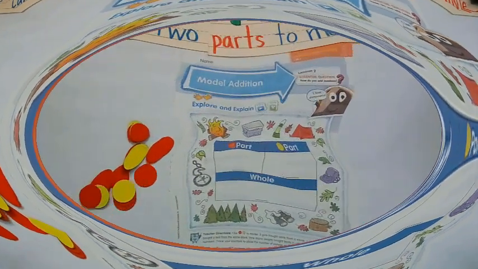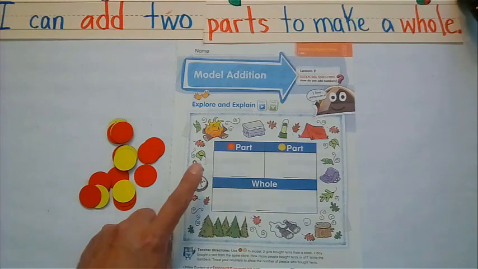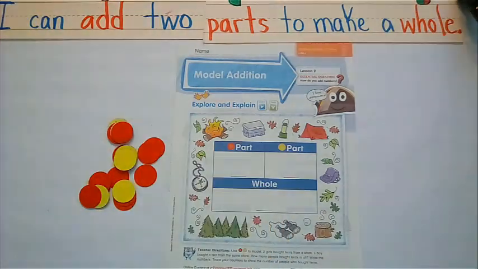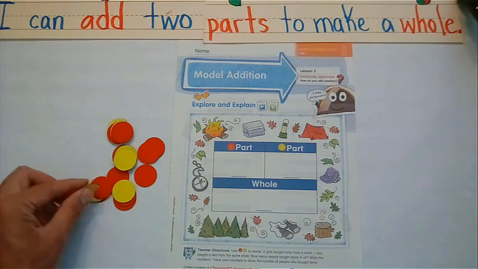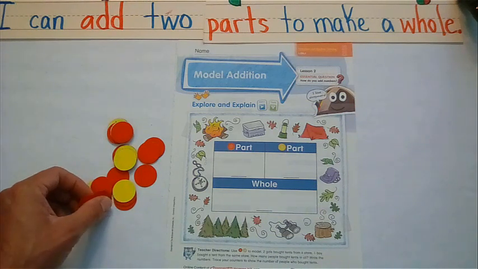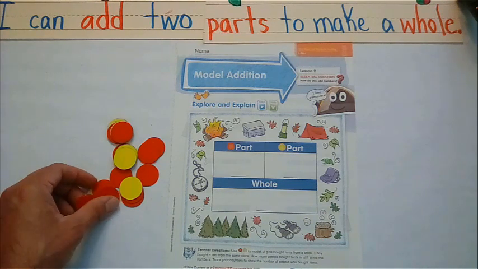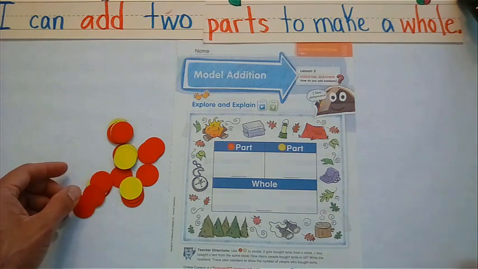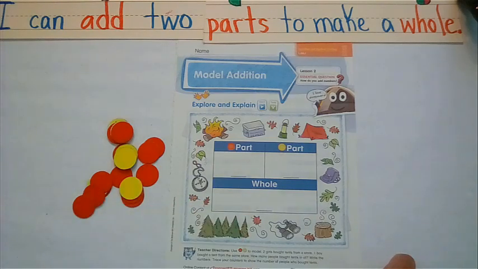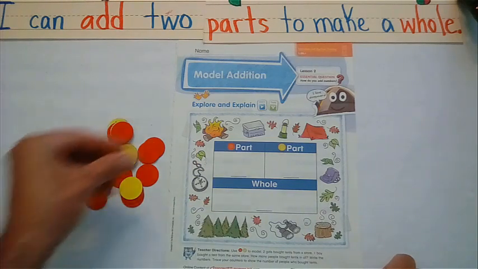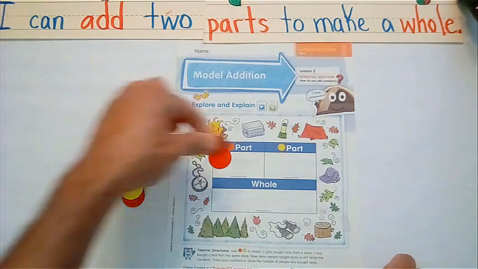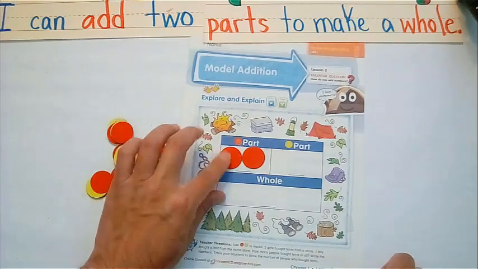Ready? Let me tell you a story, and we're going to use our part-whole map here to tell the story. So, two girls bought tents from a store. Two girls bought tents from a store. So what should I put in here? How many dots? That's right. Let's put 2. 1, 2. Okay?